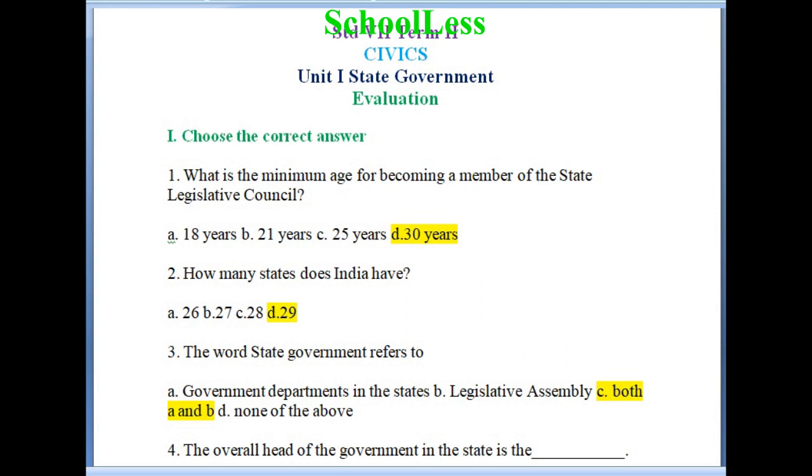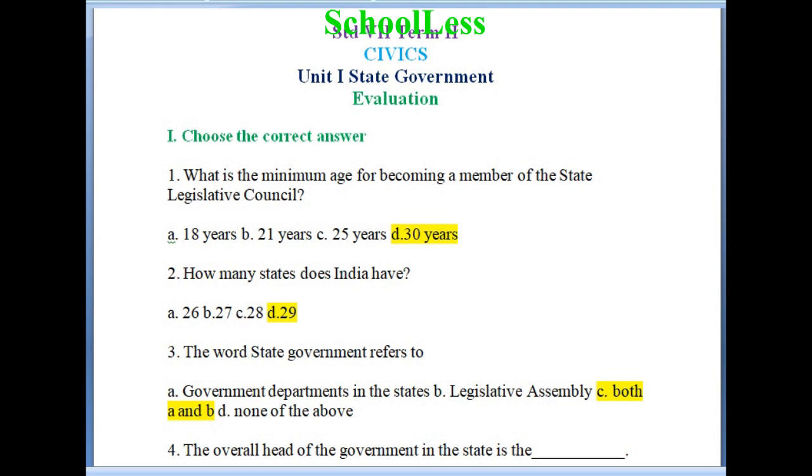1. Choose the correct answer. What is the minimum age for becoming a member of the State Legislative Council? A. 18 years, B. 21 years, C. 25 years and D. 30 years. We have seen in the lesson that 30 years is the minimum age required for becoming a member of the State Legislative Council. So therefore D is the right choice.